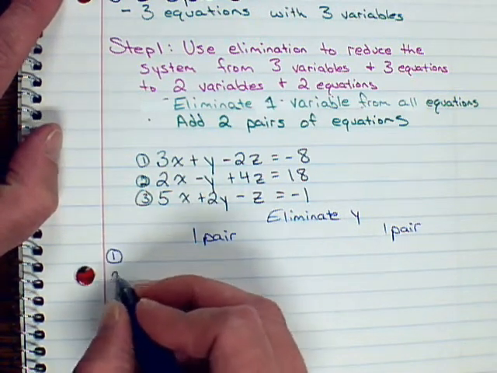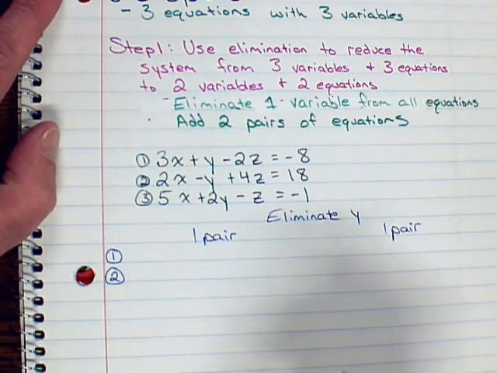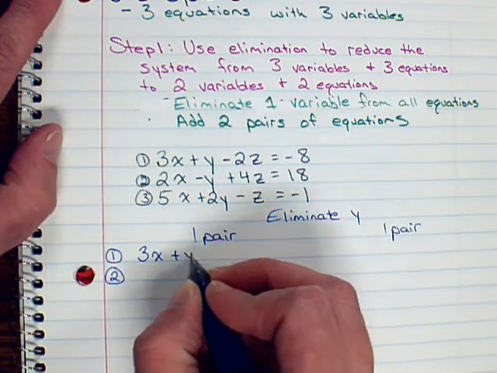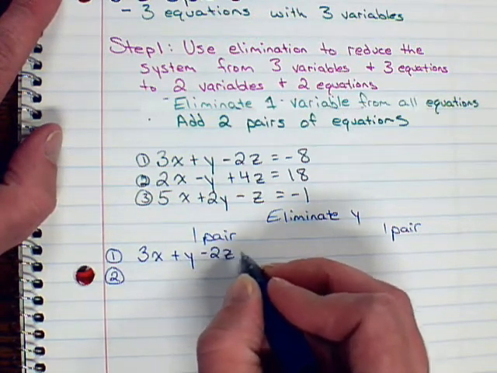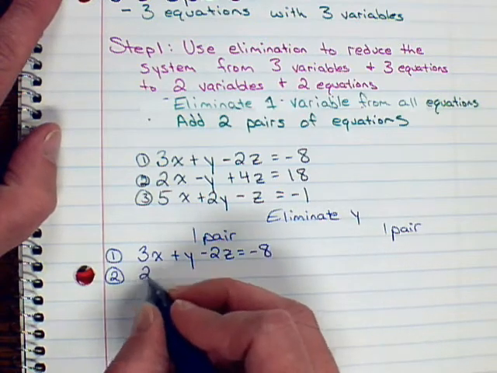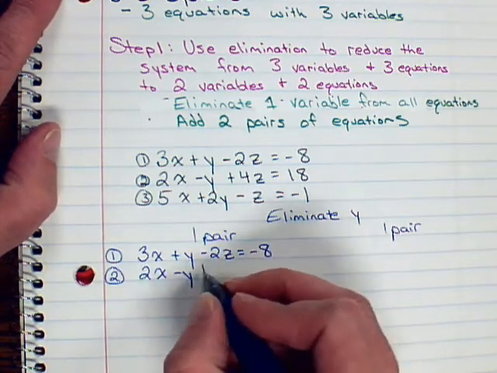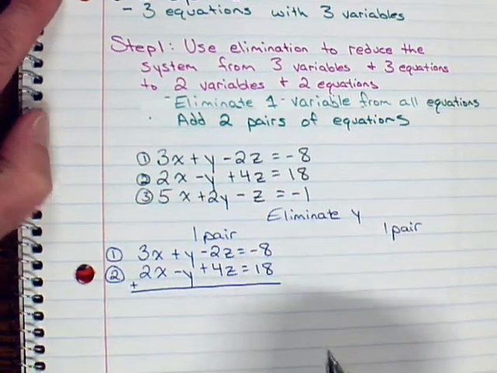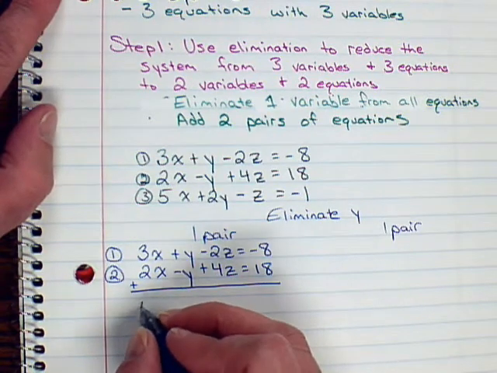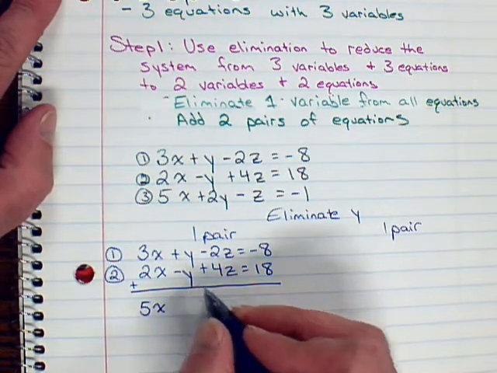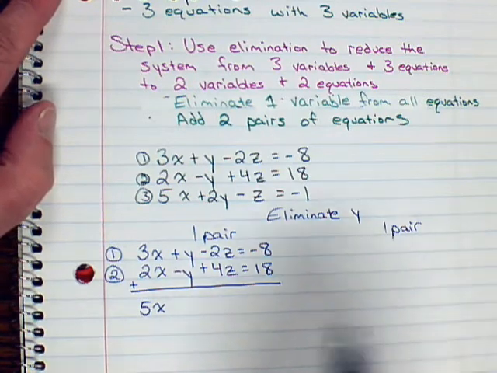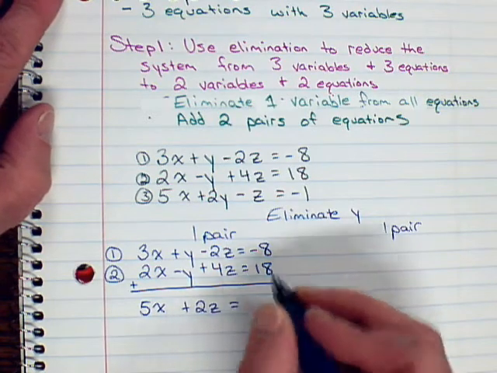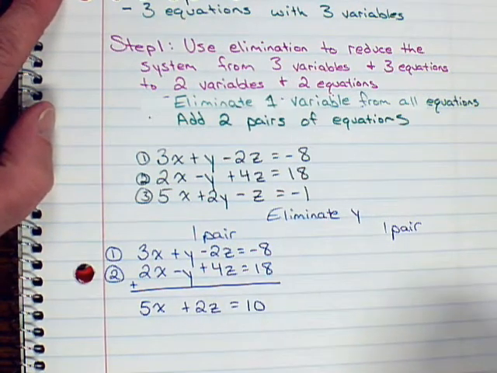Ooh, I really like equation 1 and equation 2 because I don't think I'm going to have to do anything to them. Equation 1 is 3x plus y minus 2z equals negative 8. And then we have 2x minus y plus 4z equals 18. I'm going to add those 2 equations together. 3x plus 2x is going to give me 5x. Y and a negative y does eliminate. That's good. Negative 2z plus 4z is going to give me 2z equals, and that's a 10.